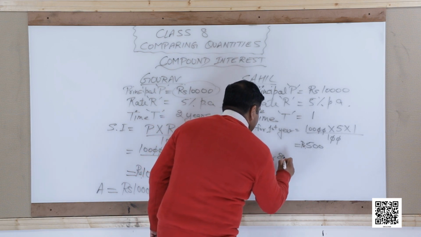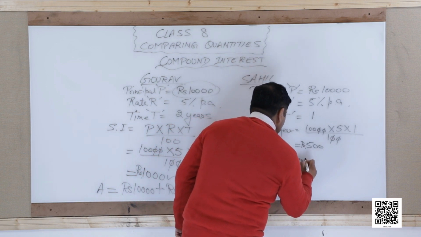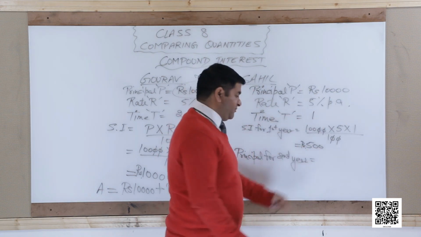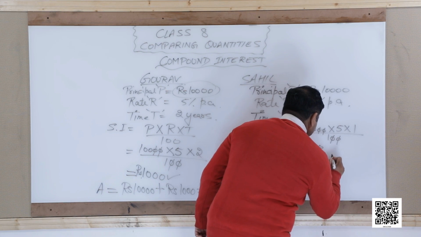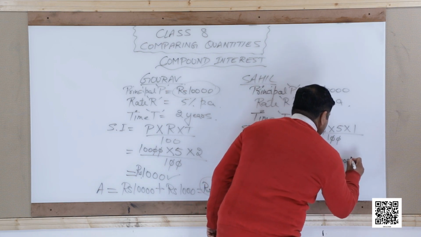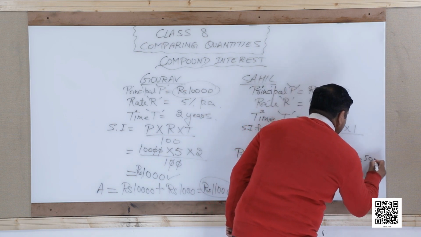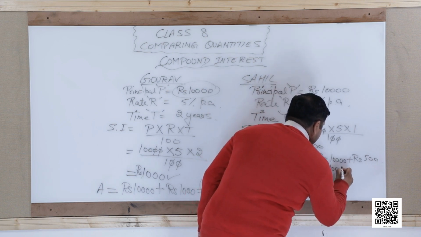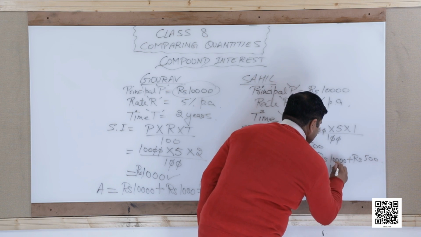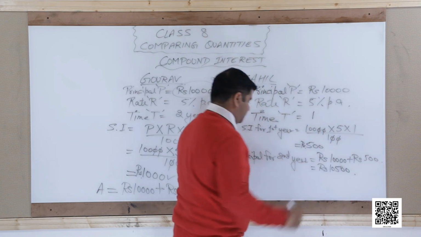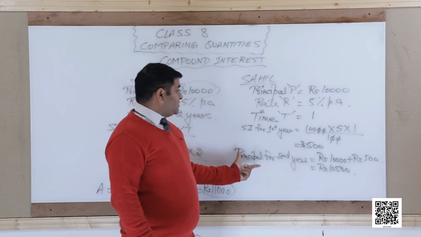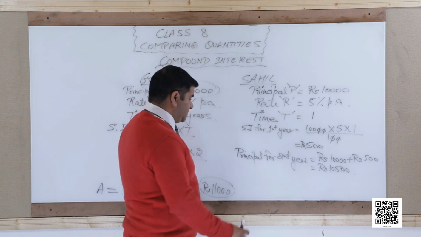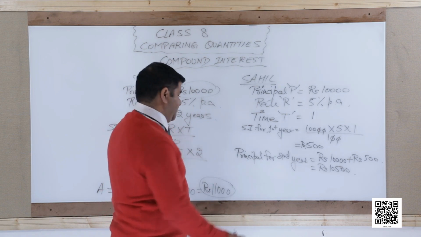and his principal for the second year became rupees 10,000 plus this rupees 500, that is rupees 10,500. Now his rate was 5% again and time was 1 year. So let's find the interest for the second year.